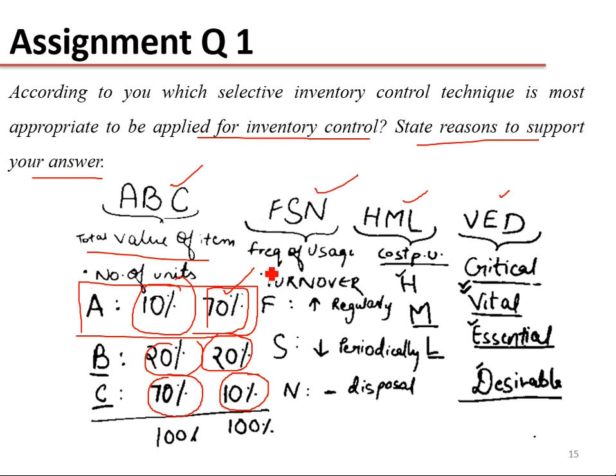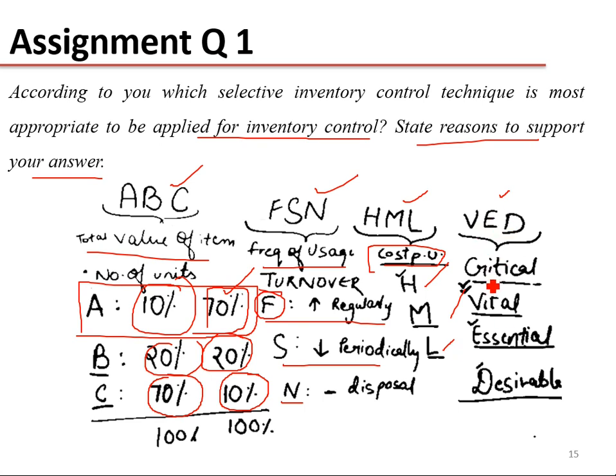In FSN, we use the frequency of use. Those items which we use on a regular basis we put in fast, and there are slow-moving items, and non-moving items which we are not going to use. So that is FSN. Similarly, HML is based upon the cost per unit: high cost, medium cost, and low cost.